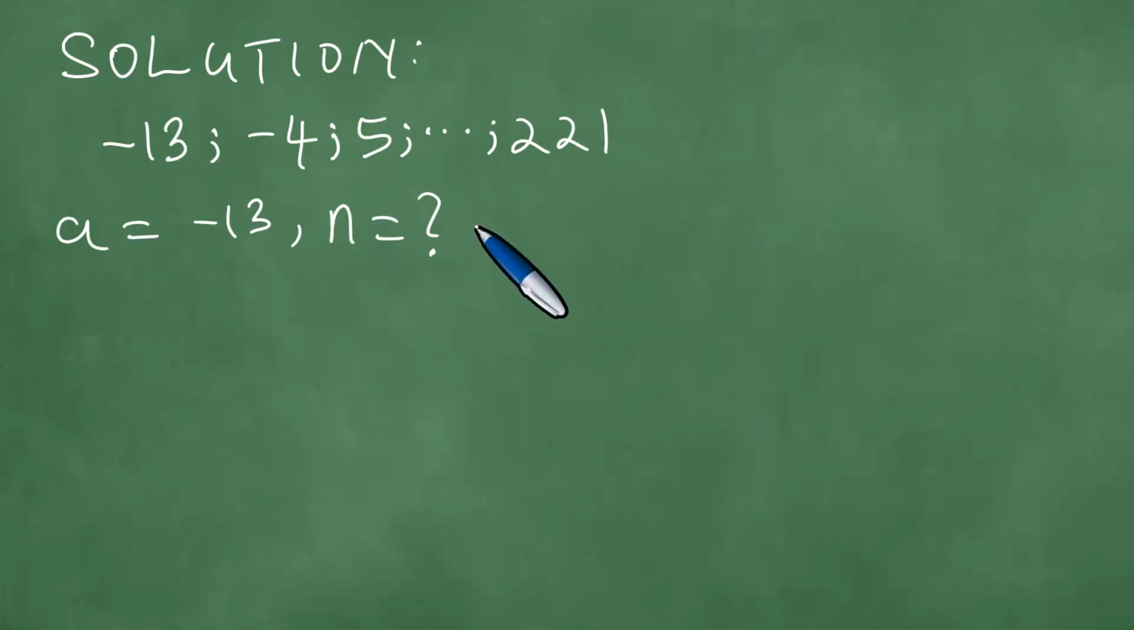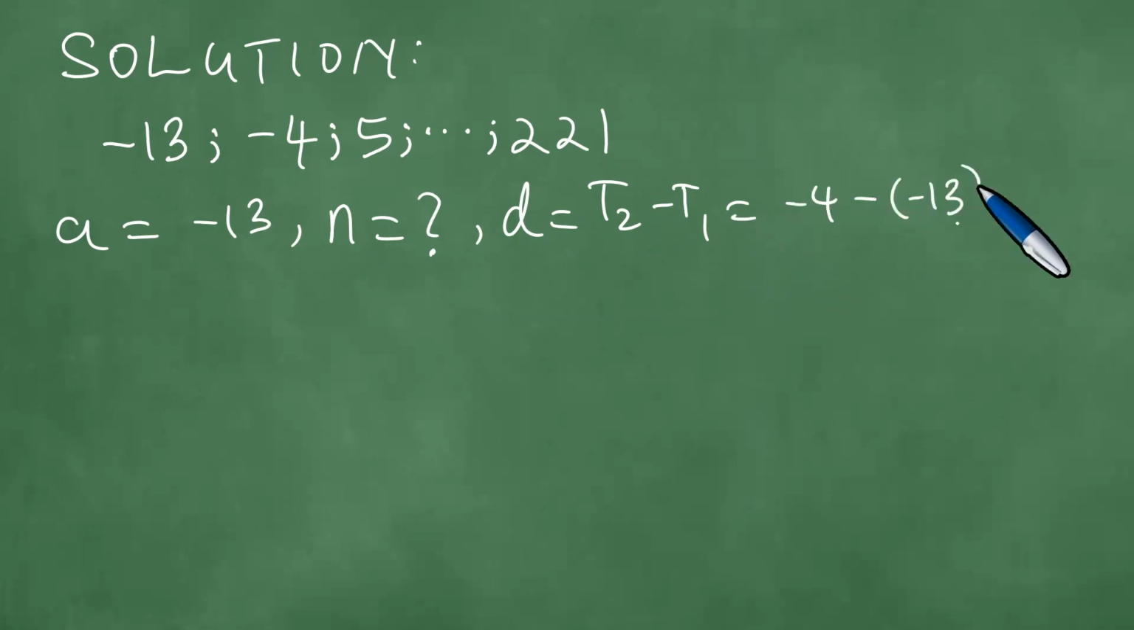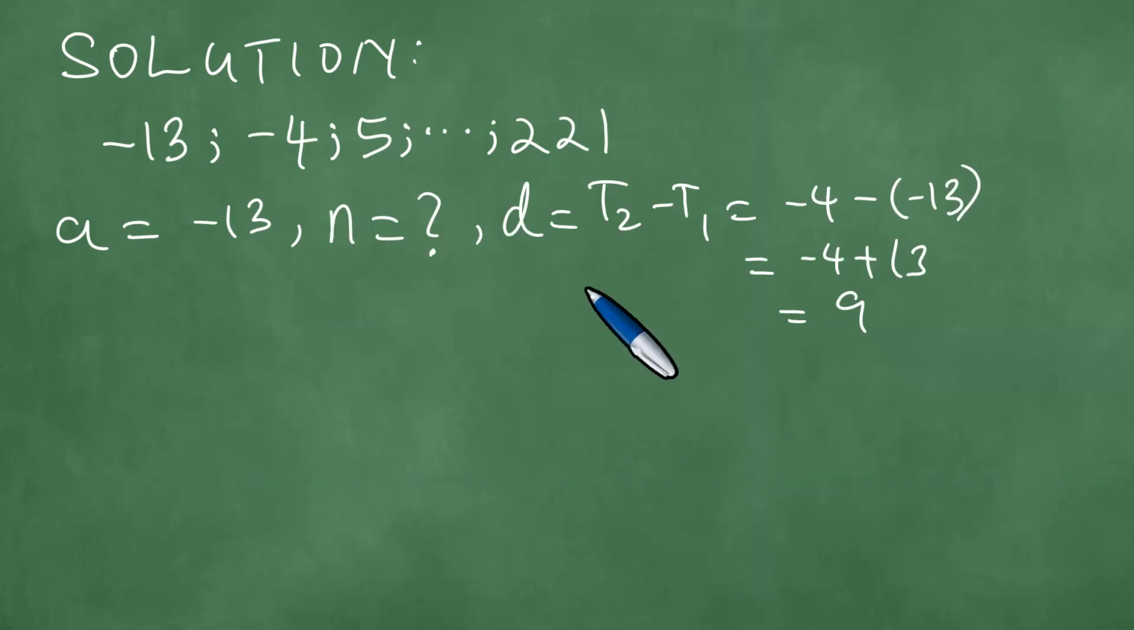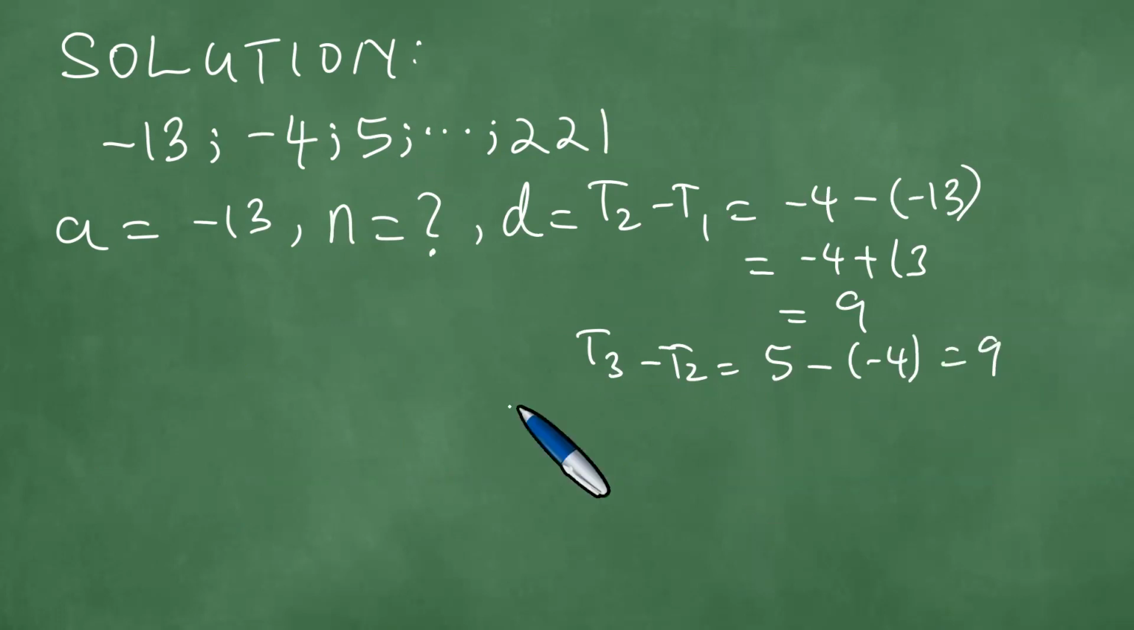The next thing we need to do is to establish if this is arithmetic or it's not. So we need to find the common difference, and that is T2 minus T1. T2 is minus 4, T1 is minus 13, and this is minus 4 plus 13, which is actually equal to 9. But obviously, we need to also do T3 minus T2 as well. Term 3 is 5 minus term 2, which is minus 4, and the result is clearly 9. And this means that indeed the common difference is 9.